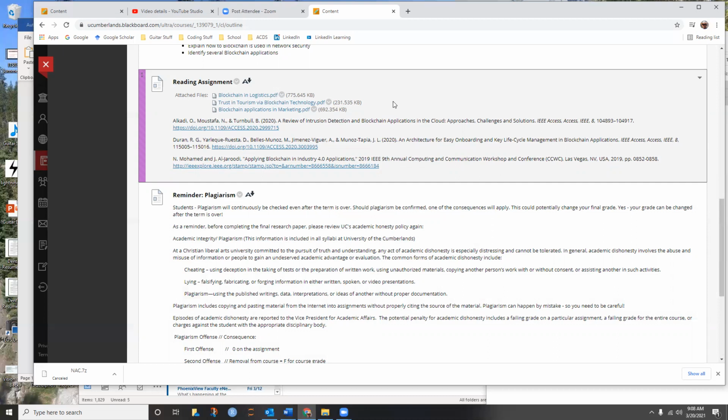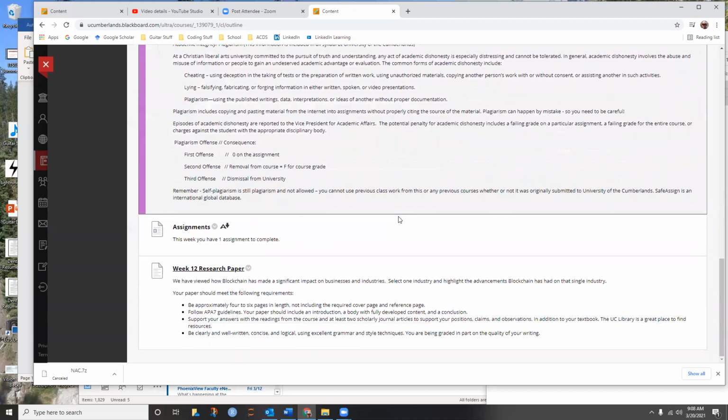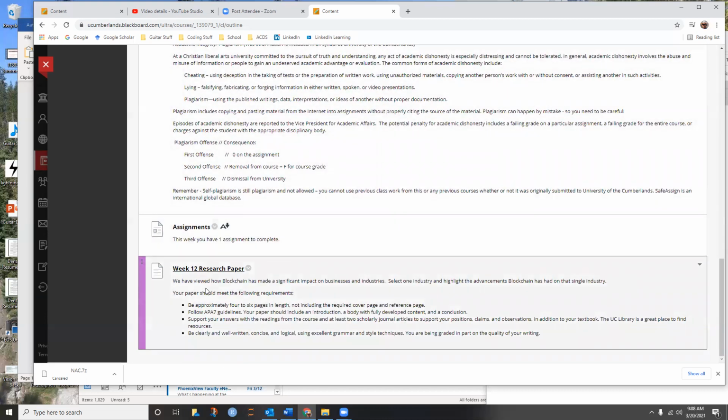So I'd be happy to see that in your papers this week for these different industries, where they went out and actually collected data and they quantified or even qualitatively reported on how the industry was advanced by the blockchain technology. Okay, so that's this week, week 12 research paper.